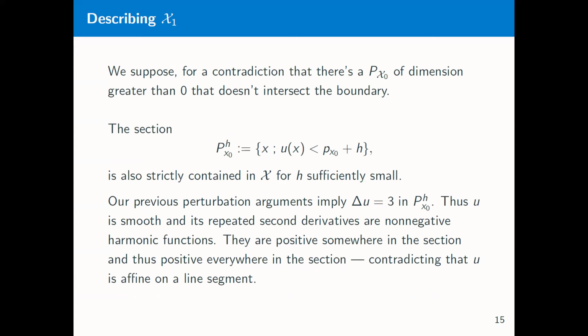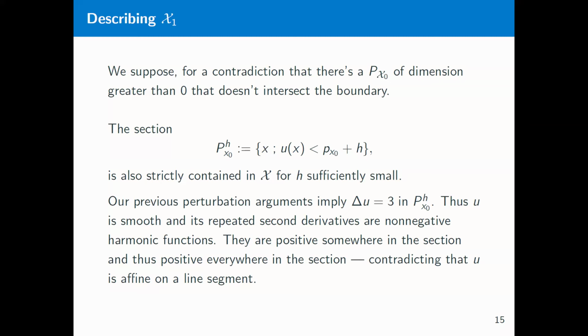We suppose otherwise that there's some contact set strictly contained in the domain, and we consider the section of our convex function. So we take its support and we lift it up, and it's strictly contained in the domain for some small upwards translation of our support. Now we can modify our previous perturbation argument, which was the one that let us obtain Laplacian u equals 3, to work at any point in a section. You don't just need strict convexity, being an interior point of a section will work.